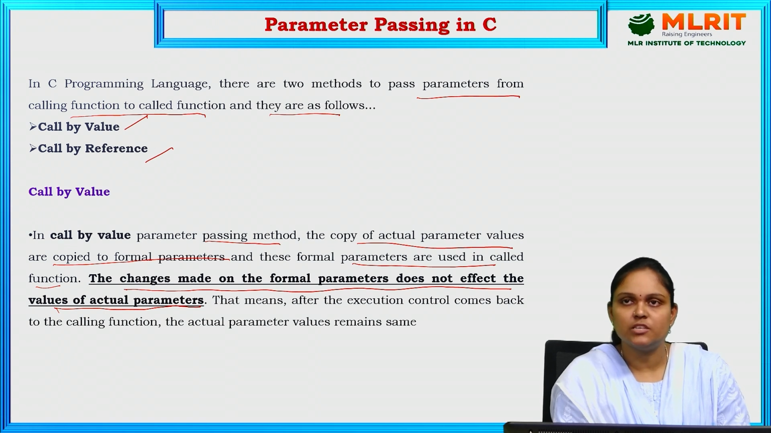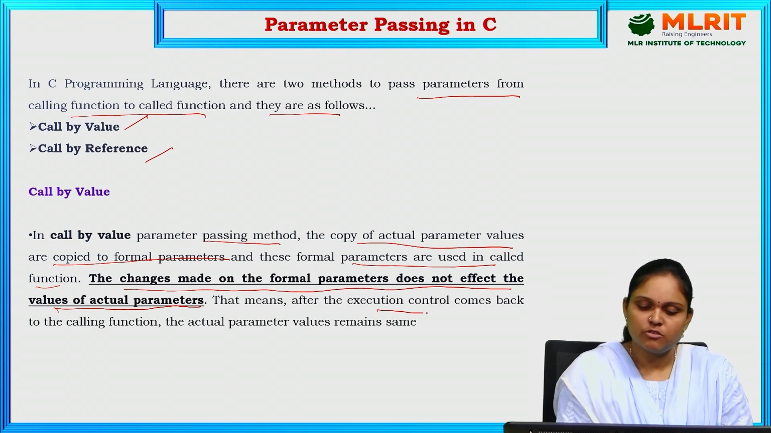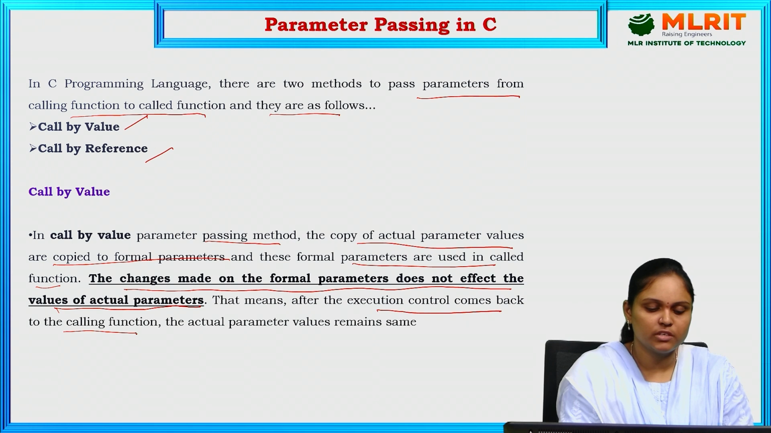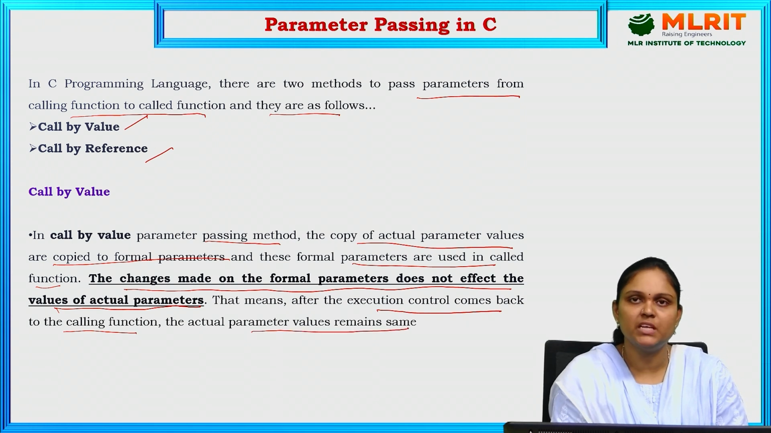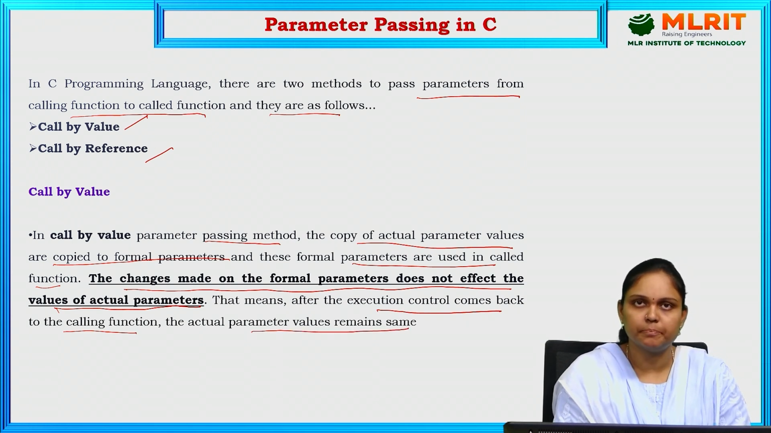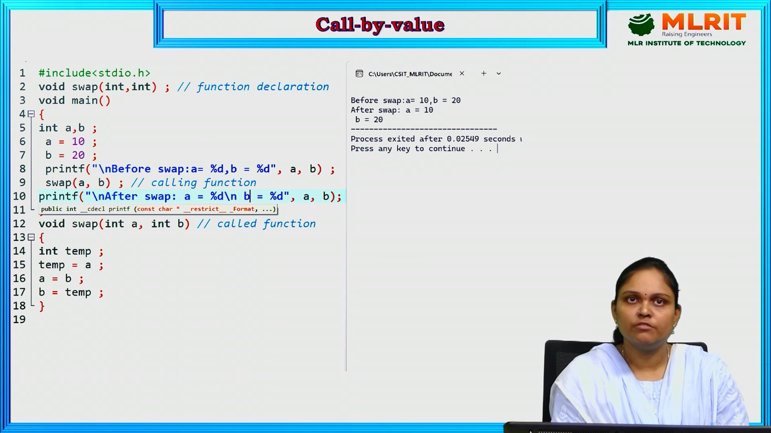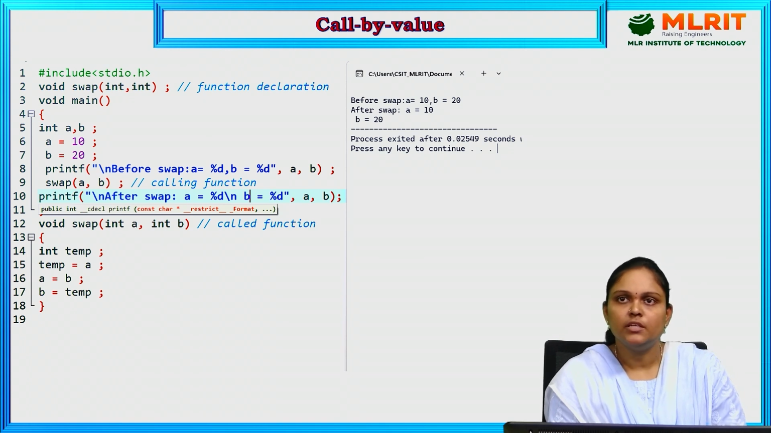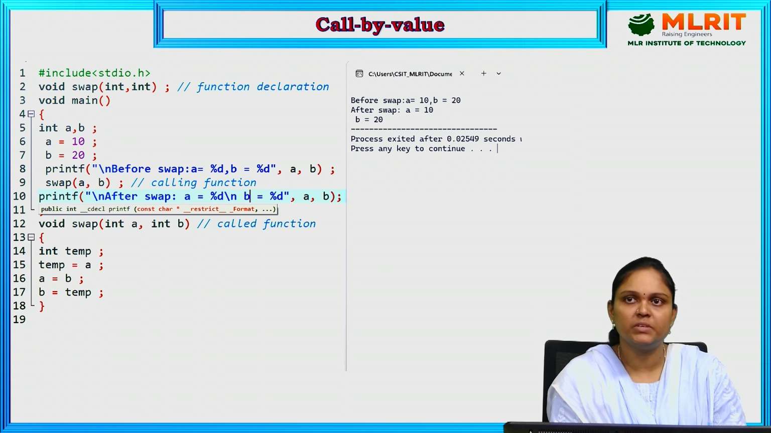So the changes you are making in the user defined functions are not reflected back in the main function when using the call by value mechanism. That means after execution, when the control comes back to the calling function, the actual parameter values remain the same. One example of call by value: here we are swapping two numbers. We are doing the operation of swapping the two numbers.